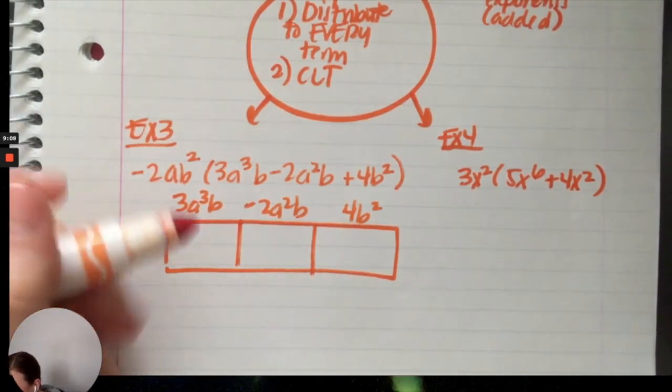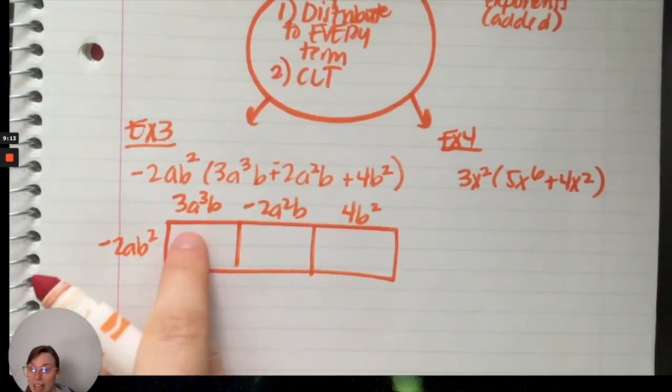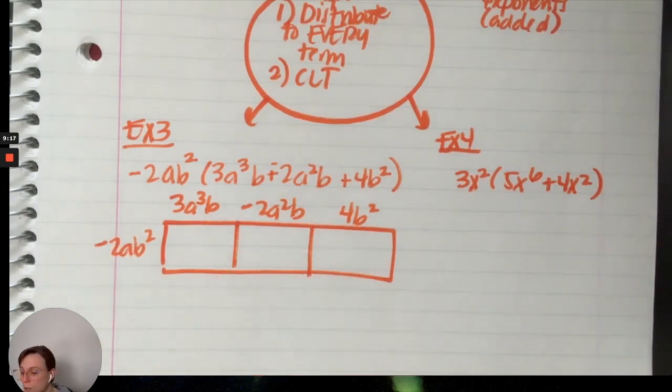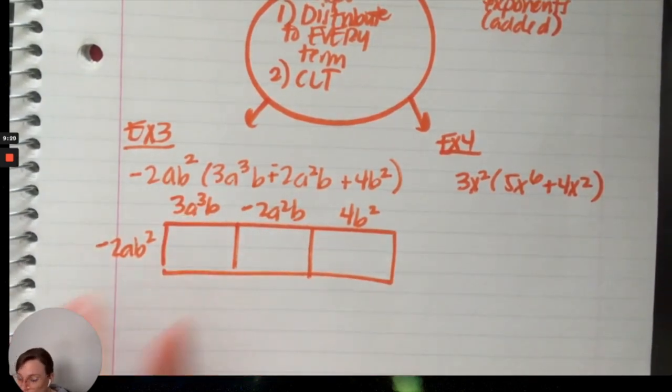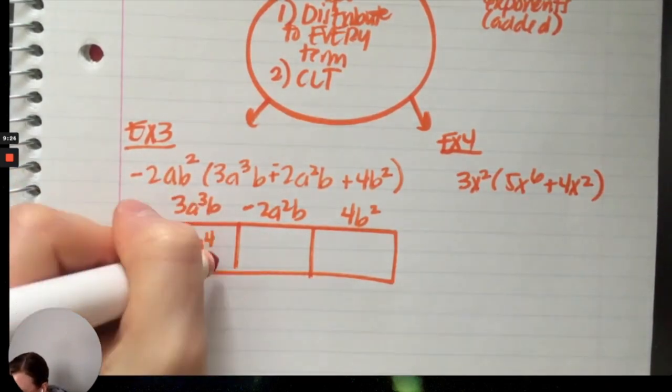All right, if it helps, you can always think of this as addition of a negative. And now I need to find the area of each individual part of my large rectangle. So I'm going to multiply them. 3 times negative 2 is a negative 6. I have a to the 4th and b cubed.